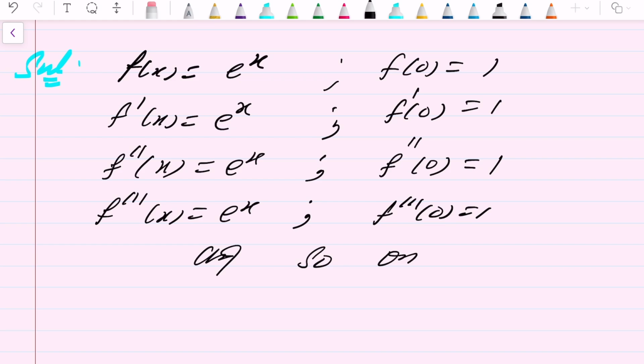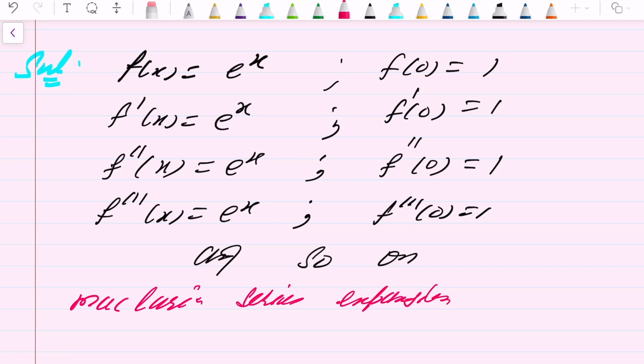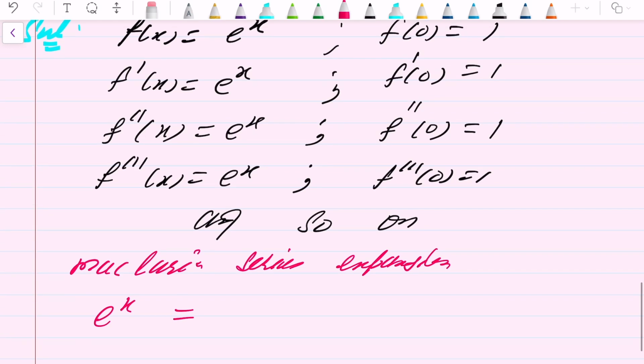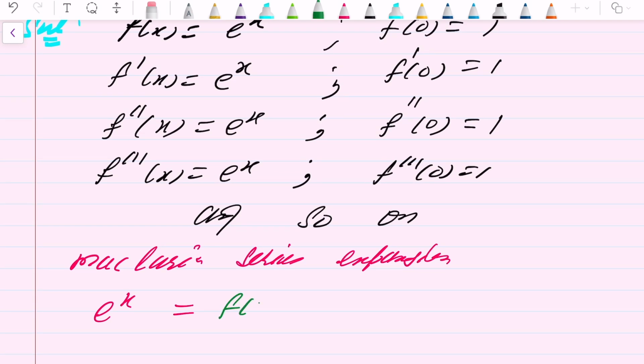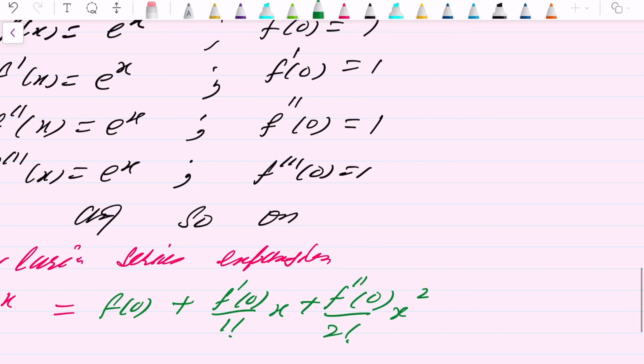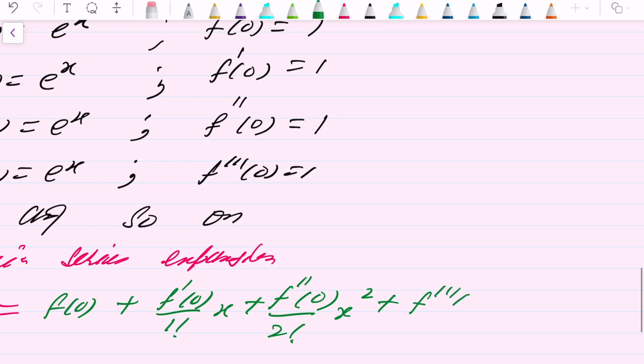Now Maclaurin series expansion of e raised to power x is, first we write the function value at 0, first derivative, we write the formula or the rule as it is, 1 factorial into x, double derivative x squared plus third derivative as it is rule in the previous part, 3 factorial x cube, and so on.